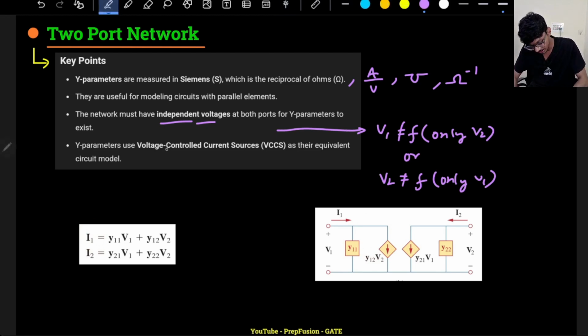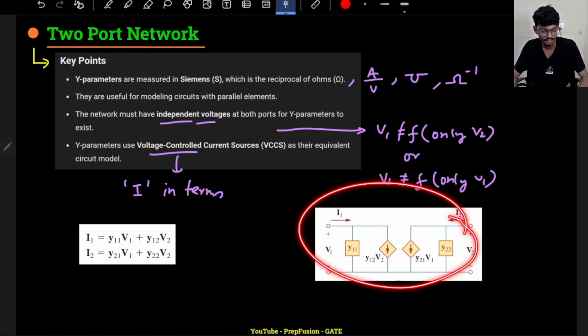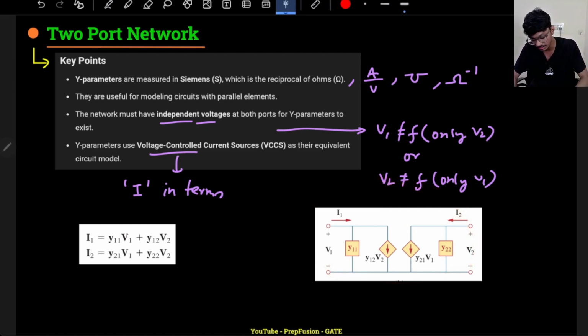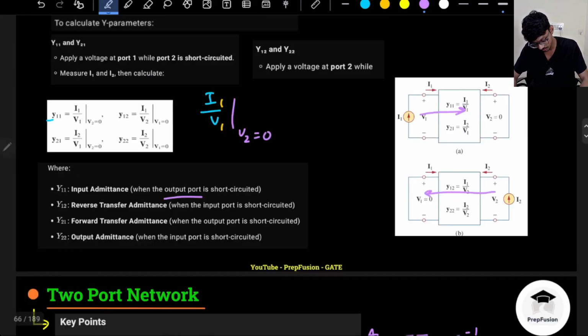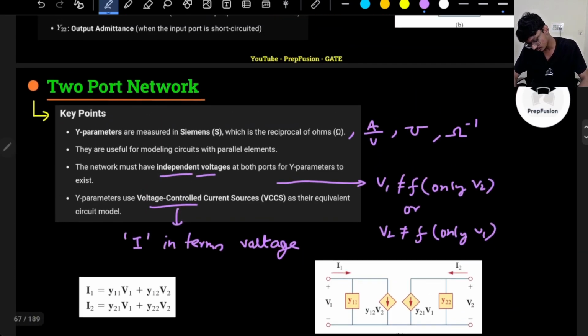Because I can write my current in terms of voltage, that's why here we use a voltage controlled current source. Now of course this is not the only way to model it. We can model it in a different way as well, but this is one of the ways we can model our Y parameter network.